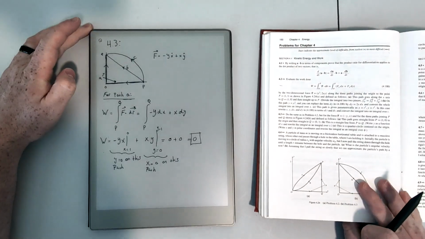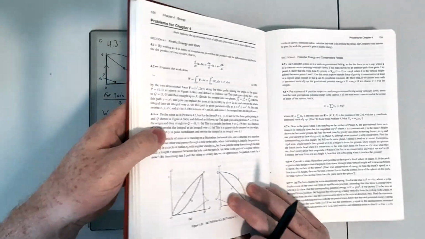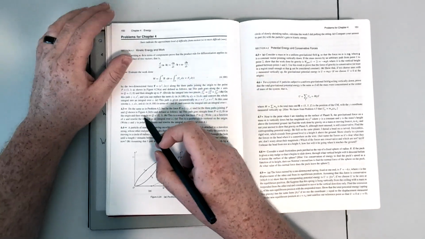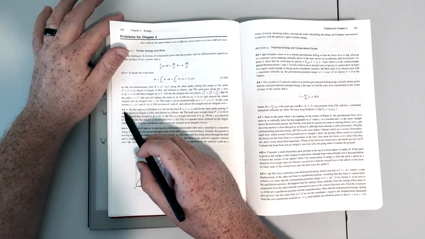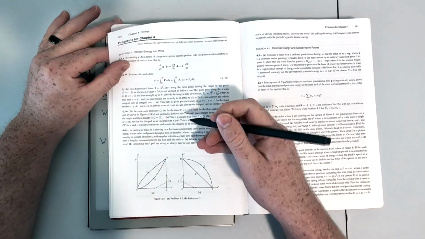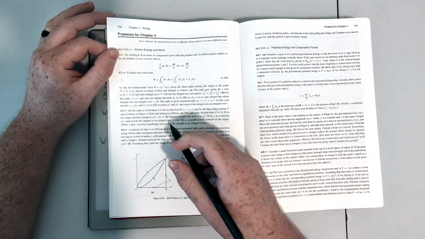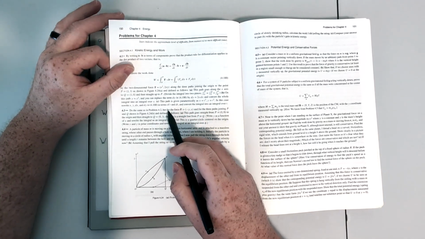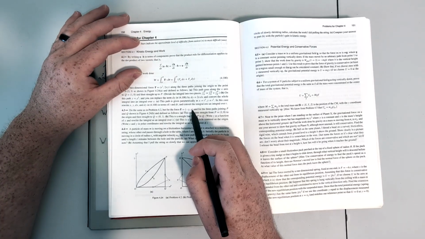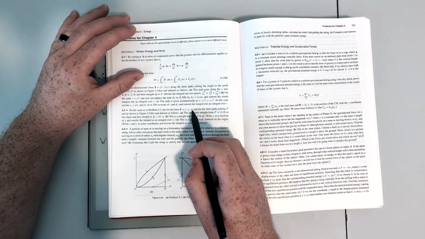This is problem 4.3 from the book. So we're going to go ahead and just dive in here. This problem is going to be very similar to problem 4.2. We're just going to get some more practice doing these line integrals. The force though is going to be different. So the force is going to be negative y x hat plus x y hat.